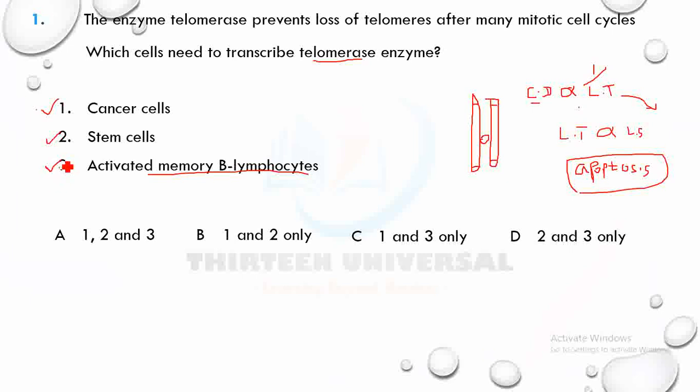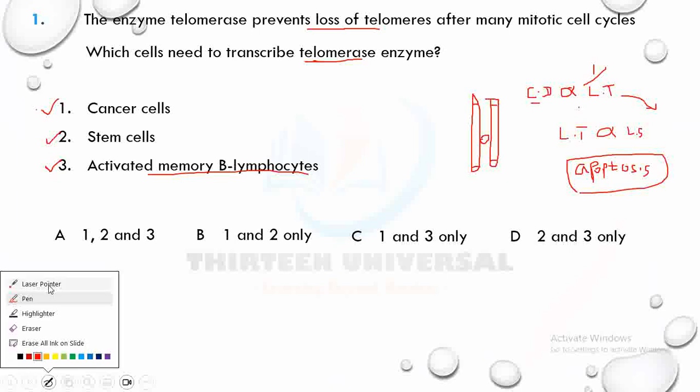So 3 of them need to stay longer. So their telomerase enzymes need to be transcribed so that their telomeres do not suffer loss, and then they stay longer. So the longer the cell needs to stay, the more necessary it is for telomerase enzyme to be transcribed. So these 3 cells need to stay. Of course, they stay longer, they live longer.